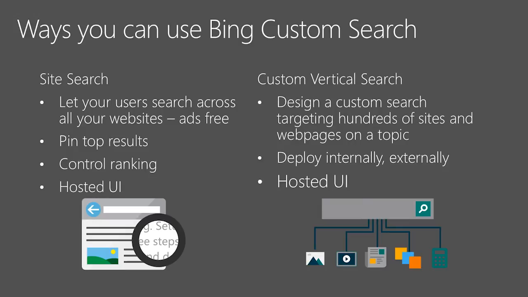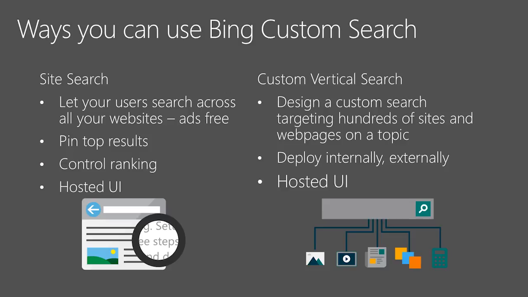There are 2 major methods to approach using custom search. One is a site search and the other is the vertical search. With site search, it lets your users search across all your websites. You can pin top results, you can also control the ranking, and you can make use of our hosted UI experience. And we are offering the hosted UI experience free of cost for you.